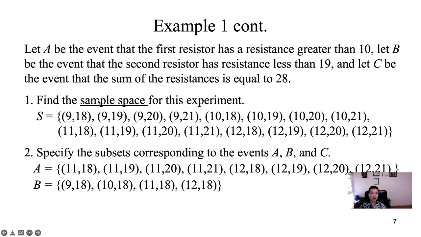And C is the event that the sum of the resistances is equal to 28. So how do we do that? Go back to the sample space. We add the first and second together. The first one is 27. The second one is 28, so that belongs to C. The third one is 29, so not. And then we count on; the next one will be 10-18. So 10 plus 18 is 28. So we have two possible outcomes for event C.